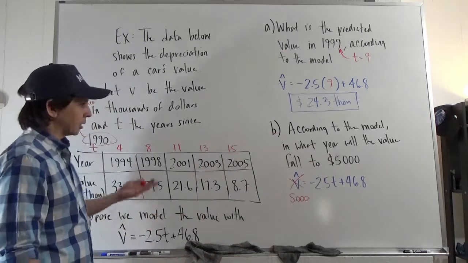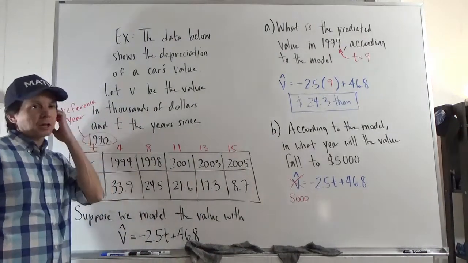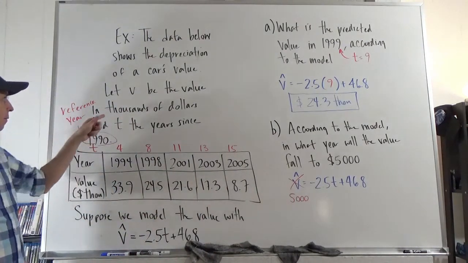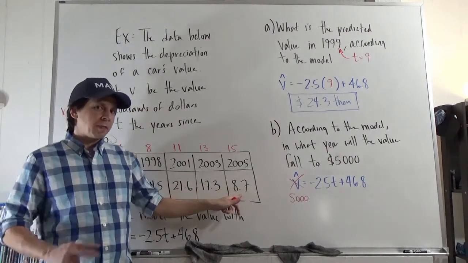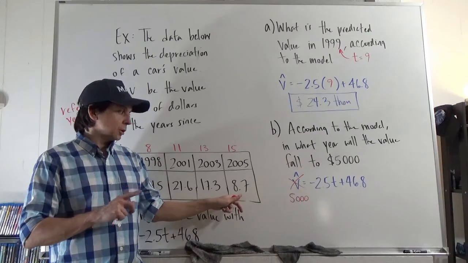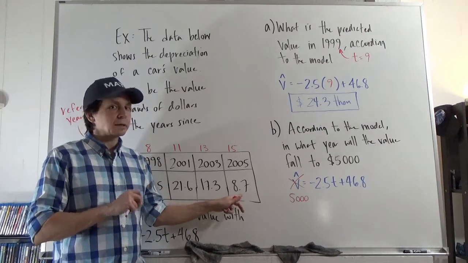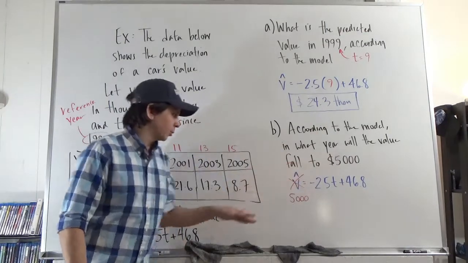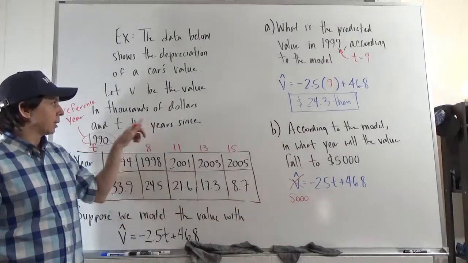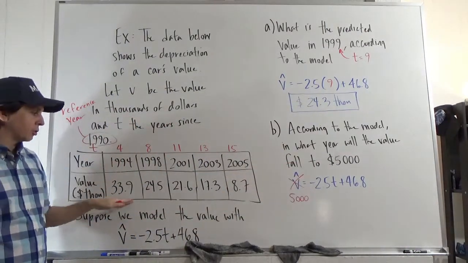The reason is, just like with t, you need to be conscious of the way V is represented. V is in thousands of dollars. So this is $8.7 thousand. You don't see 8,700. So you need to be consistent with the way you plug in that value with the way the data is and the way V is defined here.